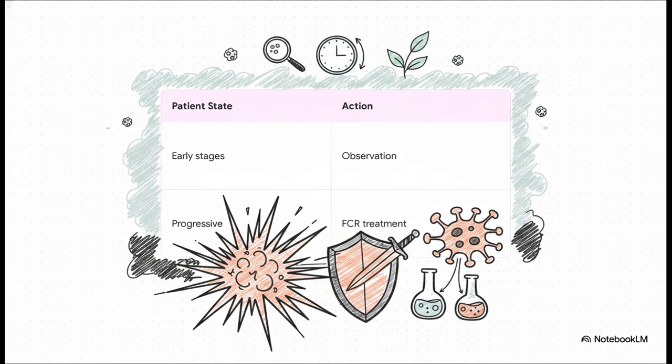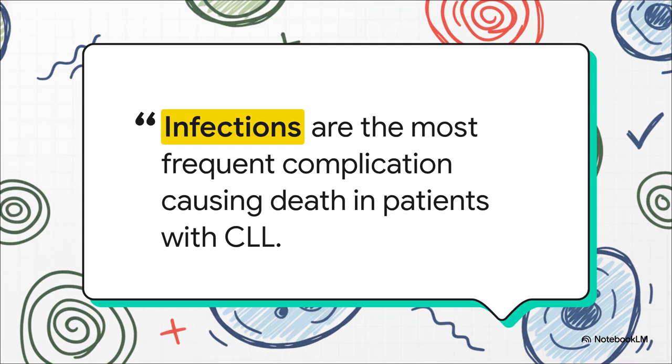But the very moment they flip to progressive or highly symptomatic disease, we're talking massive nodes, dropping hemoglobin from marrow failure, or extreme systemic B symptoms, you strike back with FCR, fludarabine, cyclophosphamide, and rituximab. But before we wrap up, I want to highlight a really sobering reality straight from the clinical data. Take a look at this quote. Infections are the most frequent complication causing death in patients with CLL.